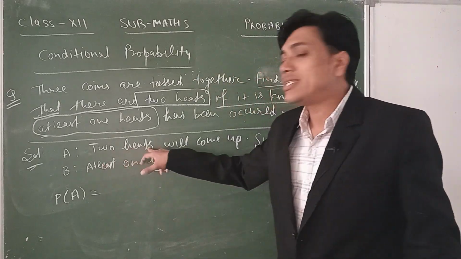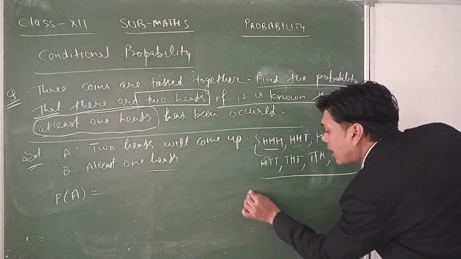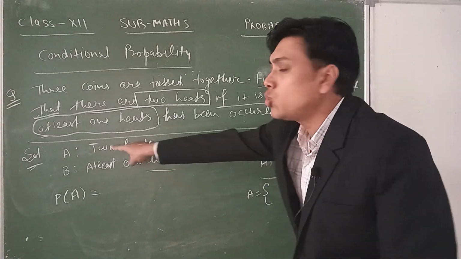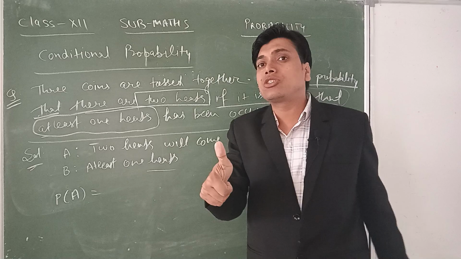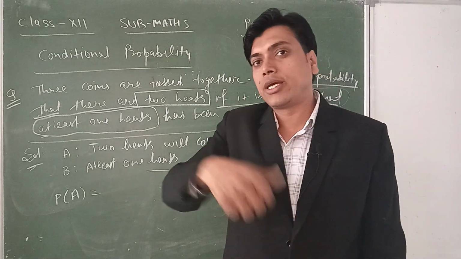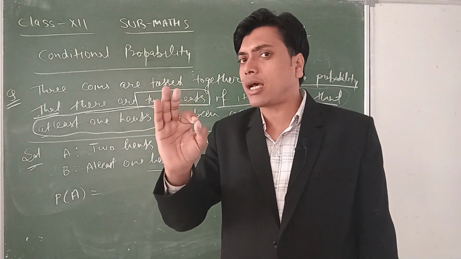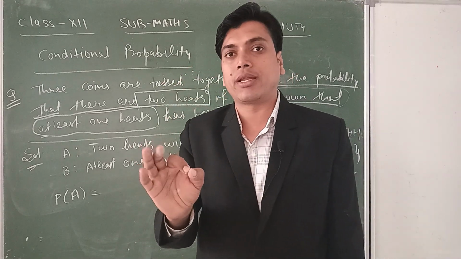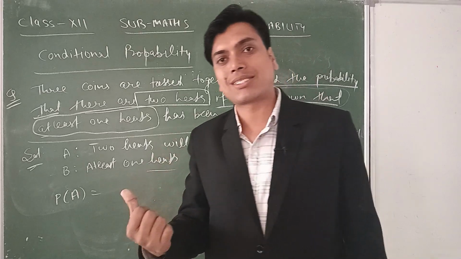So two heads will come up. So what are the possible outcomes? What are the favorable cases of A? Okay, two heads will come up. He has not mentioned any order. Okay, first two will be there, third will be there. He has just asked that two heads should be there. So exactly two heads will be there. Not more than two, not less than two.